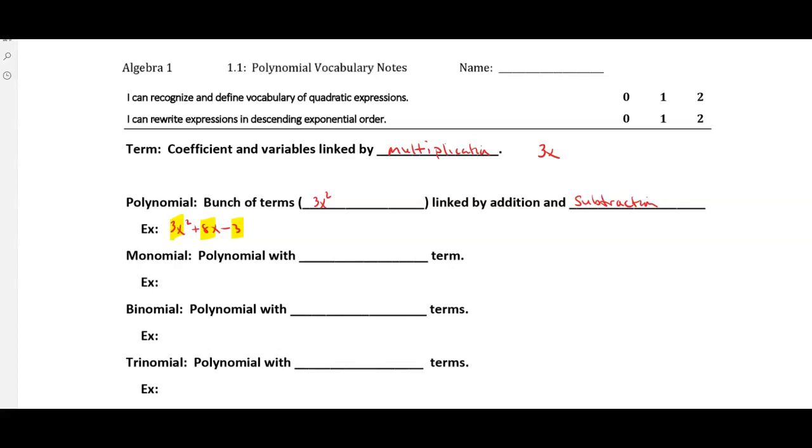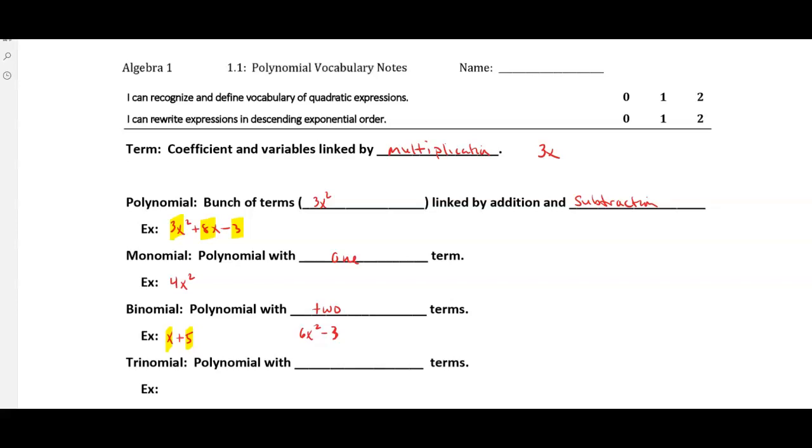So when you're reading the directions in a homework assignment, it's important to understand the vocabulary. A monomial is a polynomial with one term. An example of this would be 4x squared. There's only one term and one term only. A binomial is a polynomial with two terms. One example would be x plus 5, one term, two terms. Another example would be 6x squared minus 3. You have two terms linked by subtraction here.